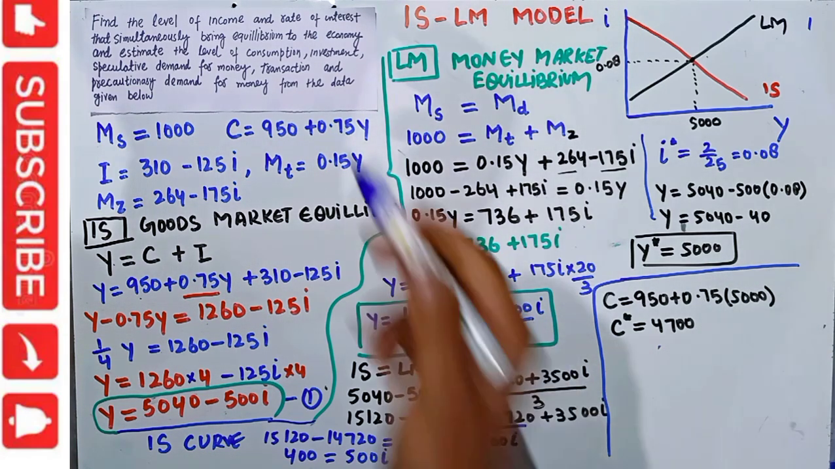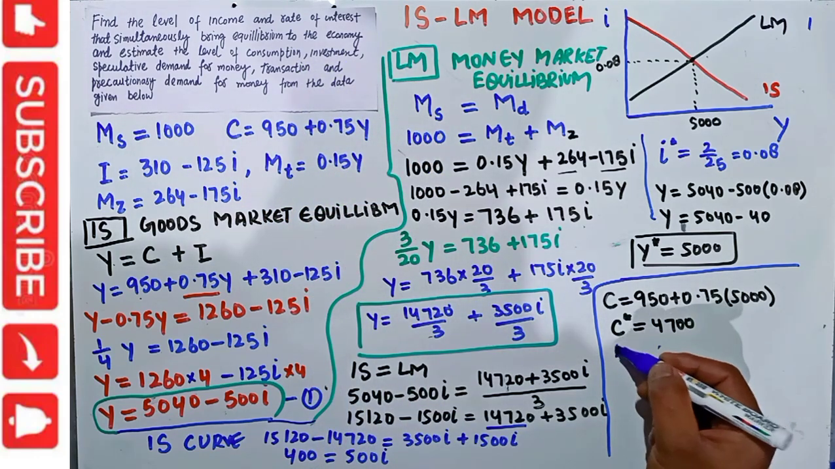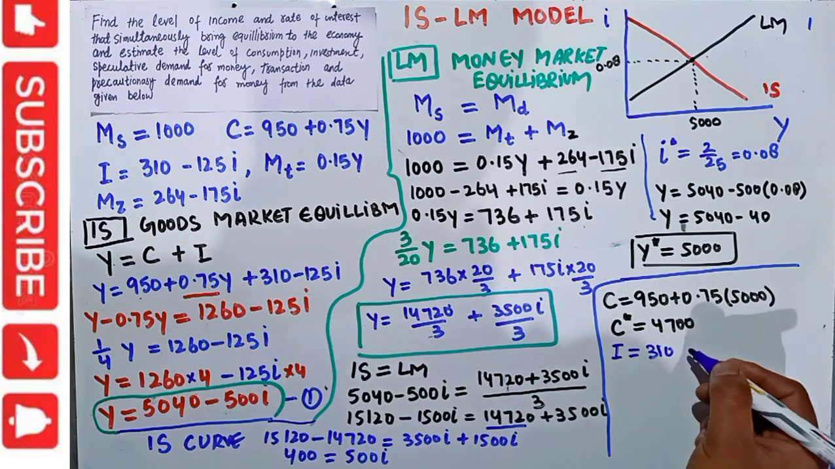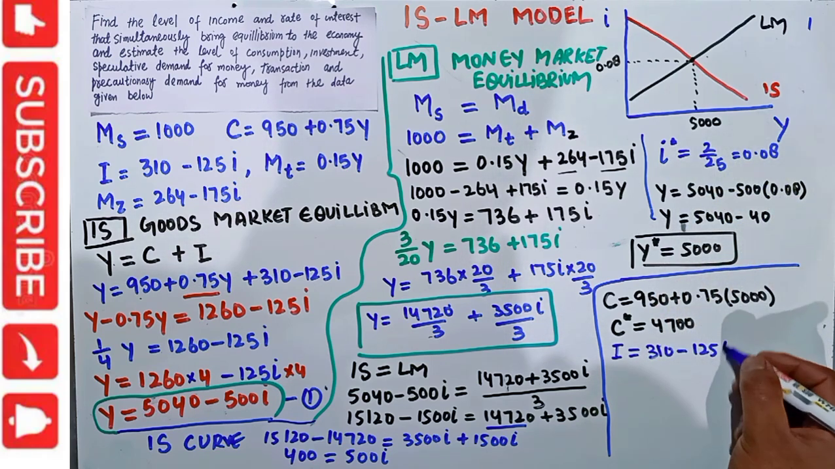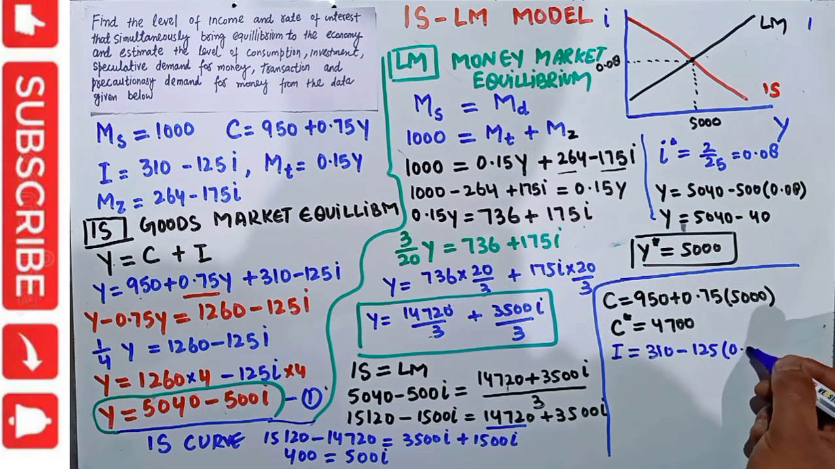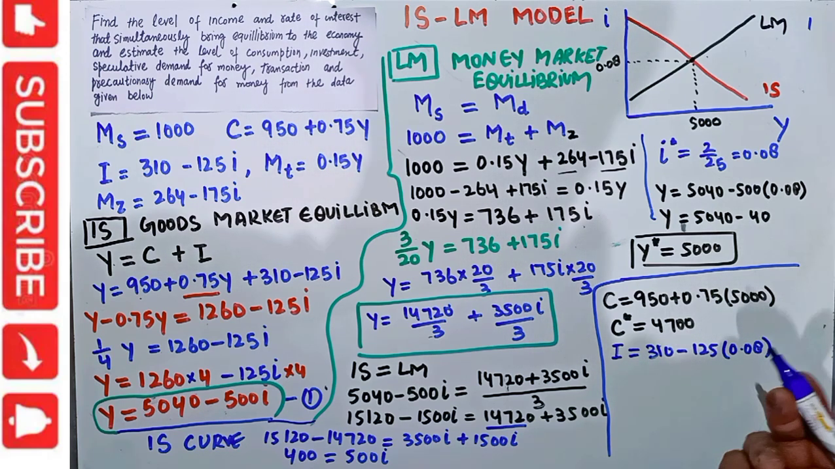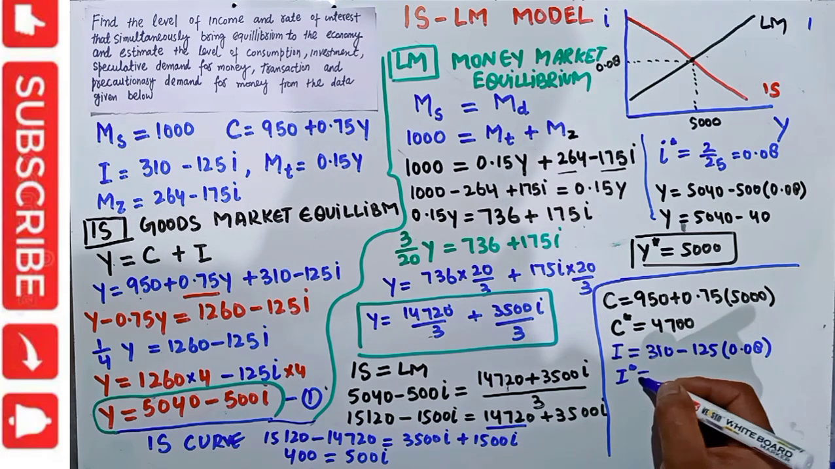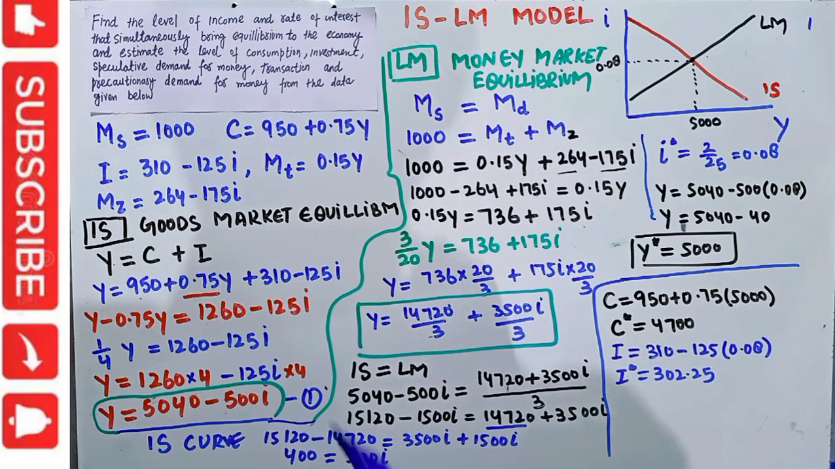Similarly, we are being told to find out the level of investment, and investment will be equal to 310 minus 125 times the equilibrium rate of interest, that is 0.08. Solving this, I have calculated this comes out to be 302.25.